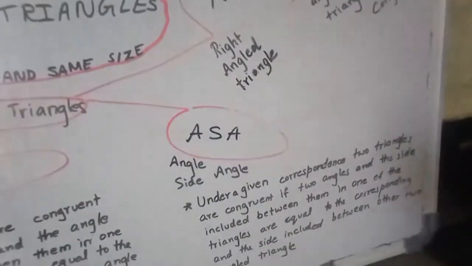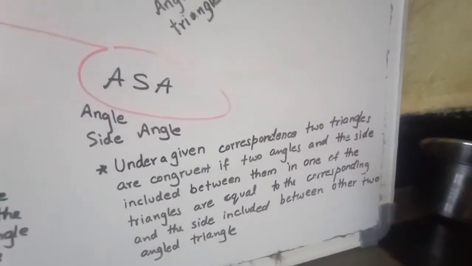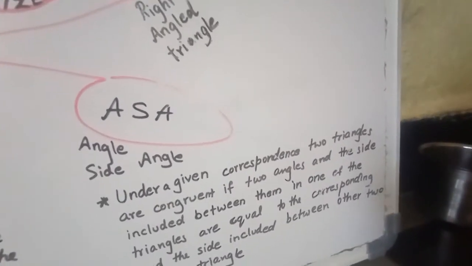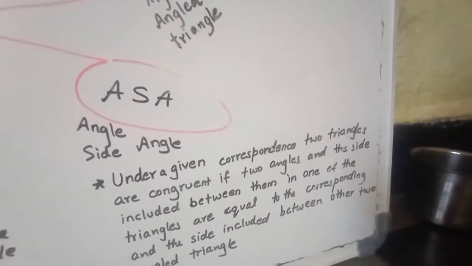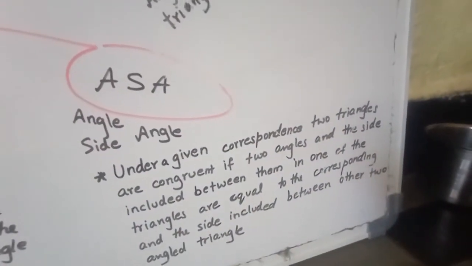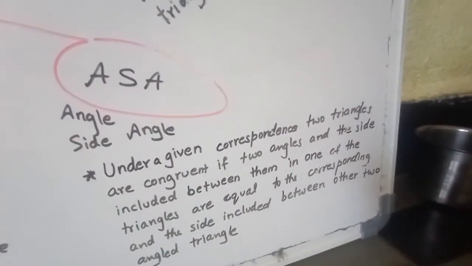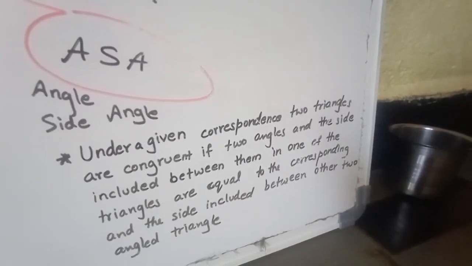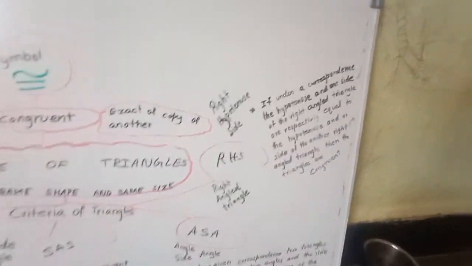Another one is ASA: angle, side, angle. Dear students, under a given correspondence, two triangles are congruent if two angles and the side included between them in one of the triangles are equal to the corresponding two angles and the included side of the other triangle.